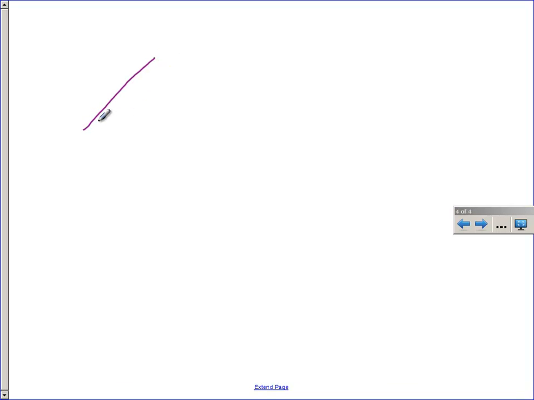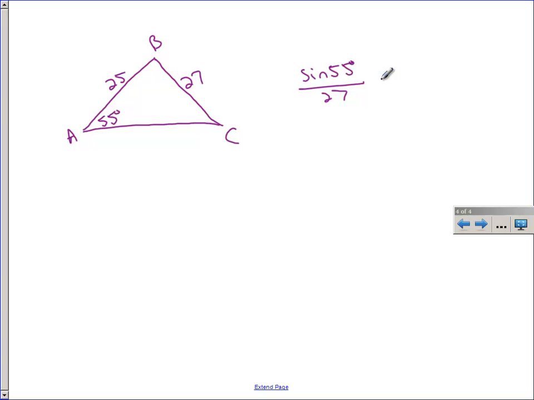Let's look at another example where I have angle A to be 55 degrees, and I'm going to let side length A be a lot longer. We'll let it be 27. And I'll have side length C be 25. And let's see what happens here. Let's set up our law of sines. So the sine of 55 degrees over 27 equals the sine of angle C over 25.